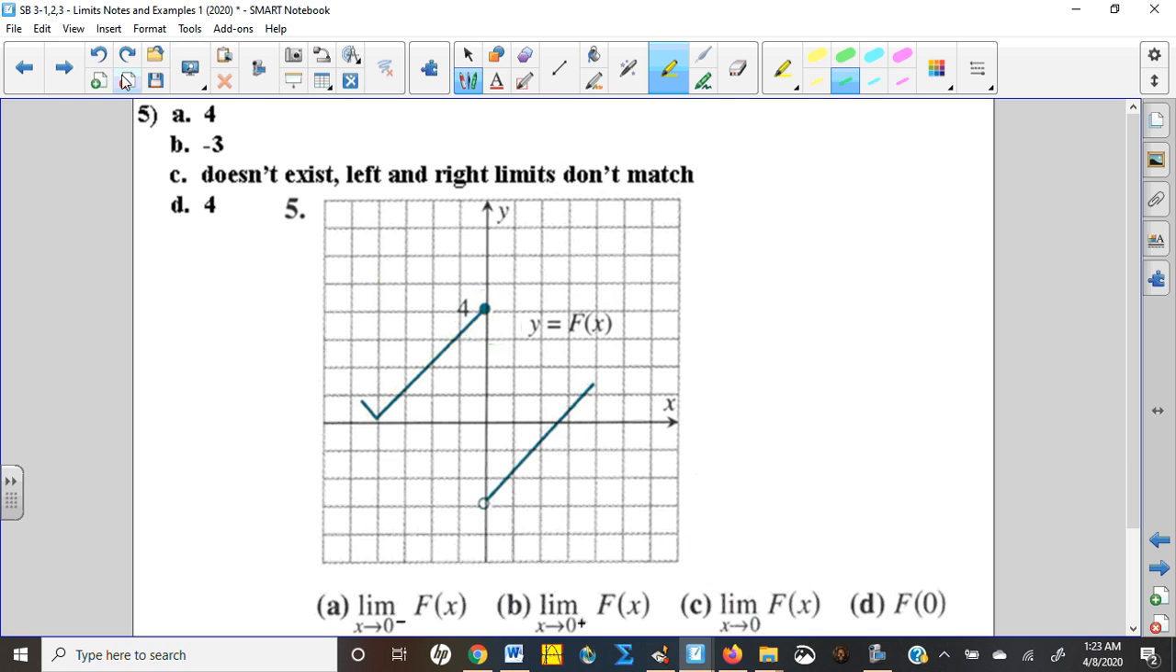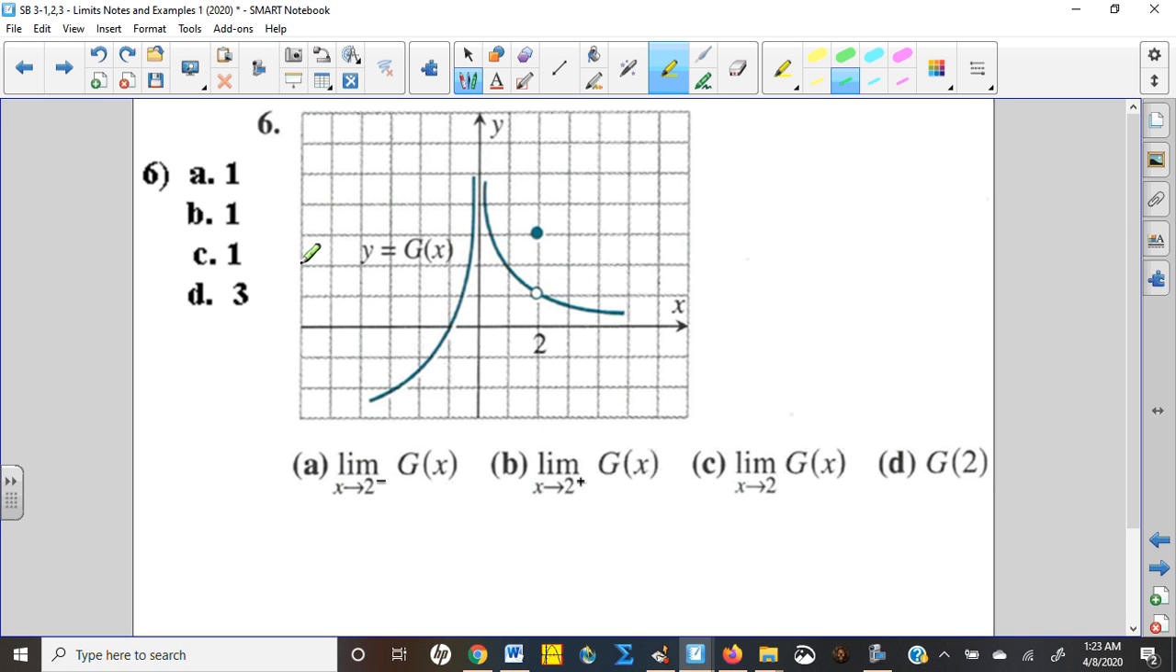And then finally, number 6, what's happening at 2? This is a really interesting problem. We haven't seen one like this yet, so let's make sure we understand this. The height I approach from the left is just 1, okay? The height I approach from the right, well, look at that. It's the same height. I'm approaching a height of 1. So this is 1, and this is 1.